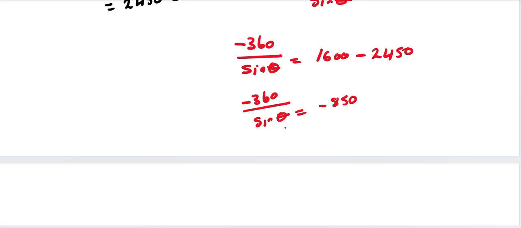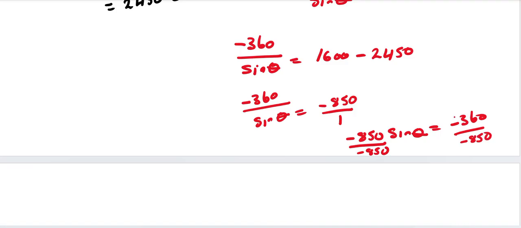Okay, so here we're going to cross multiply. Since we have 1 here, we're going to take this one and multiply it. So we're going to have negative 850 sine of theta is equal to negative 360, and then we're going to divide by negative 850. Negative will cancel negative, and then theta is equal to arc sine of 360 all over 850. Let's punch our calculator. Our theta is arc sine of 360 all over 850.